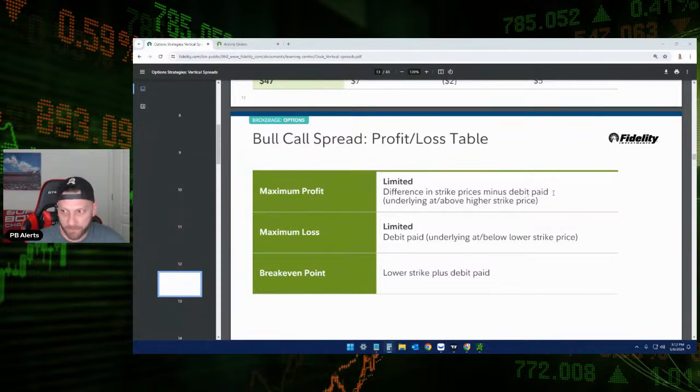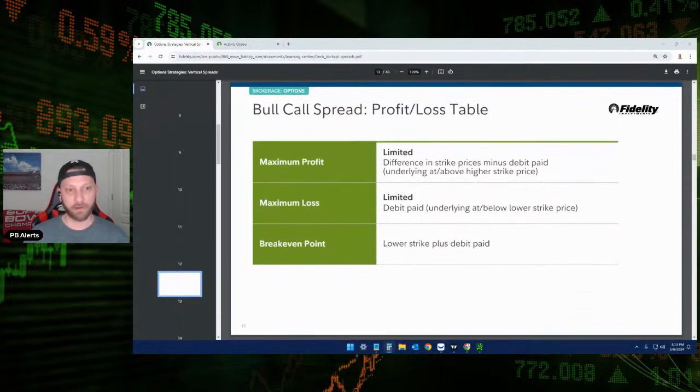That's how you figure out the max profit. You take the width of the spread and subtract the credit or the debit that you paid, and whatever's left over is how much profit you can get. Max loss is limited to the debit you paid. It's as simple as that. You paid $280. No matter what, the most you can lose on the trade is $280. End of the story.